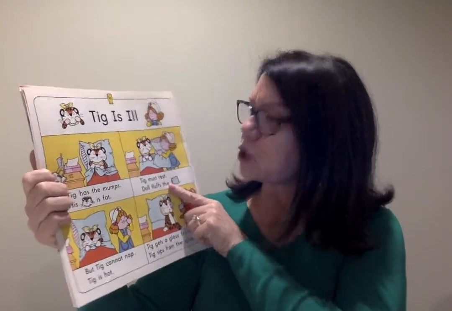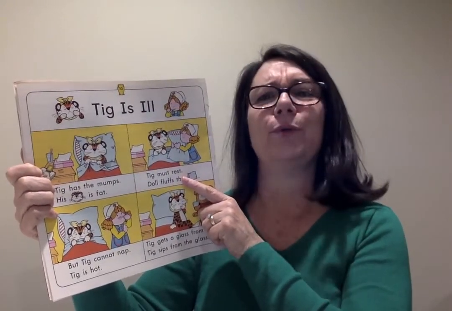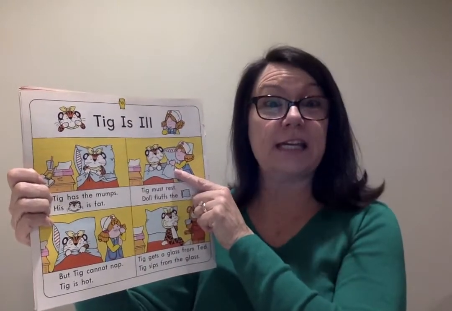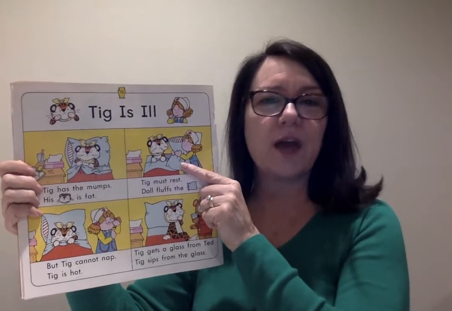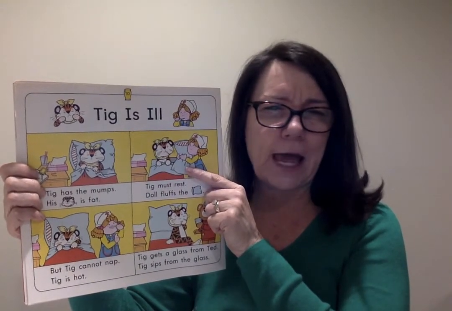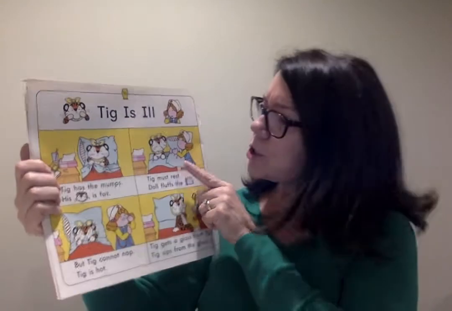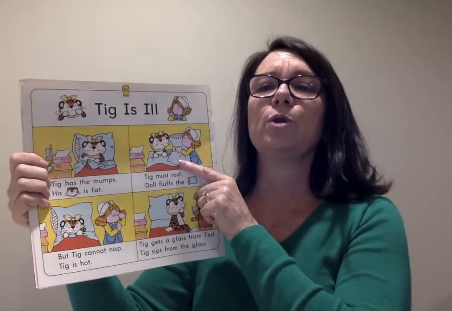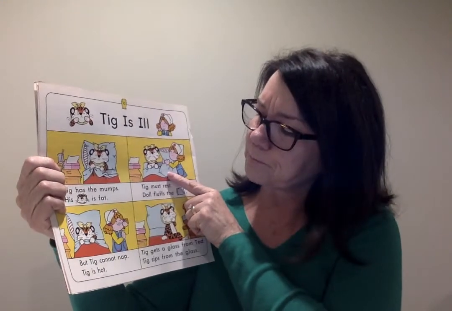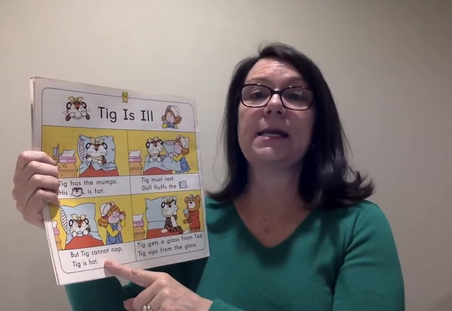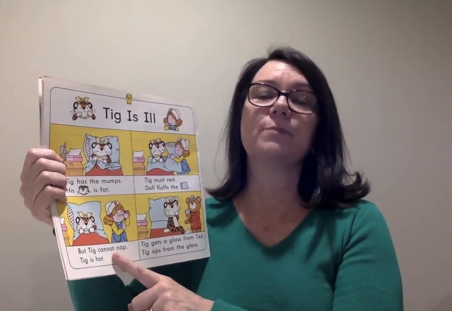And the next picture, what is Doll doing? Do you remember what she was doing? She's fluffing his pillow. I don't know if you've ever been in bed for a while and your pillow starts getting really flat and not comfortable. So she's fluffing it up so it'll feel a little fresher and more comfortable under his head. It says that he cannot nap. He needs to rest, but he cannot.